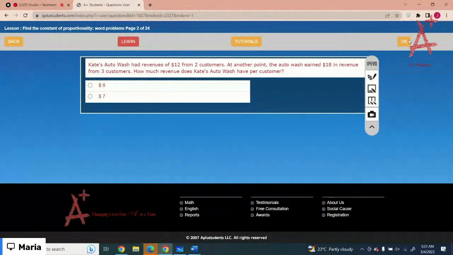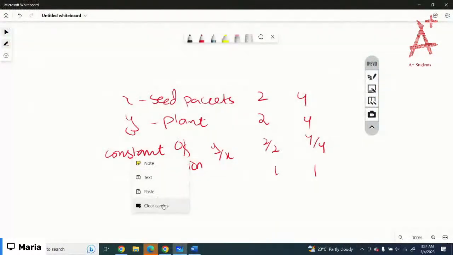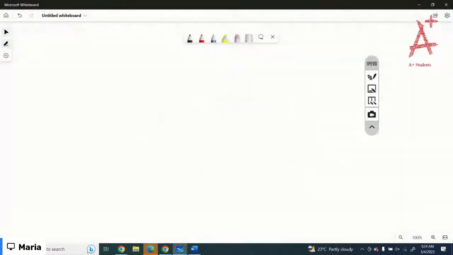The next one is Kate's Auto Wash has had revenue of $12 from two customers. At another point, the auto wash earned $18 in revenue from three customers. How much revenue does Kate's Auto Wash have per customer? Got it? So you have to calculate the revenue per customer. Got it? Let's just make a table of values and calculate the revenue.